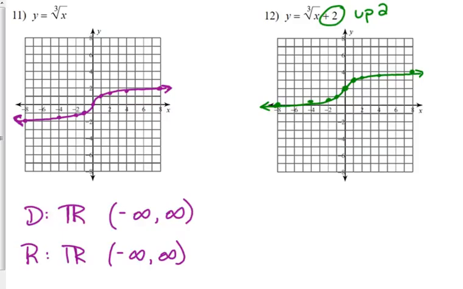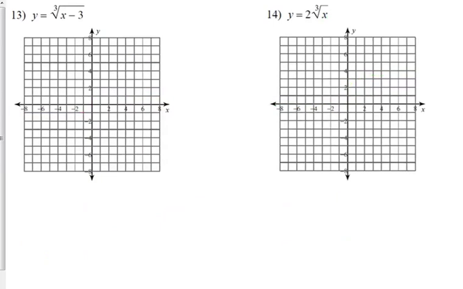Now, the cool thing about the cube root function is that its domain and range are still all real numbers, all the time. The domain and range of cube root functions is always all real numbers. It is never anything else, okay? Because really the only time your domain and range are going to be affected is if there is some x value that you can't plug in and get an answer for. You can plug anything into the cube root function and you will get an answer out.